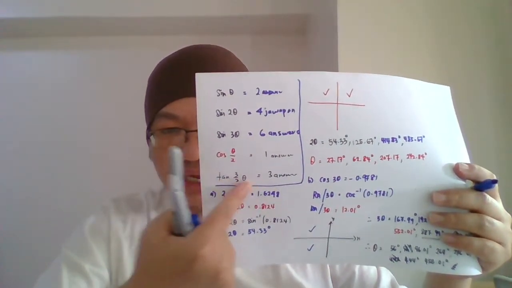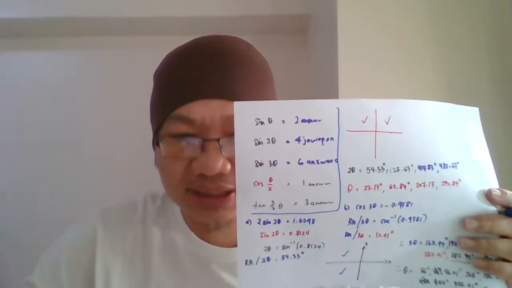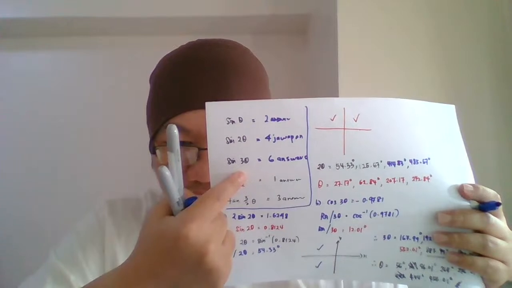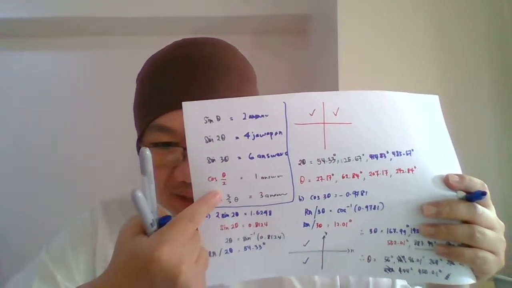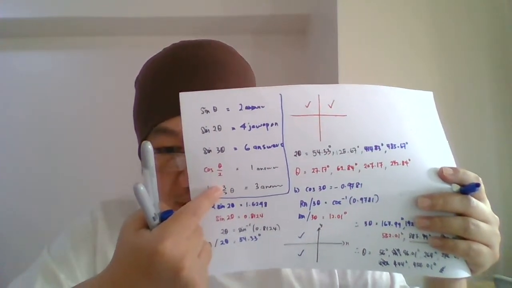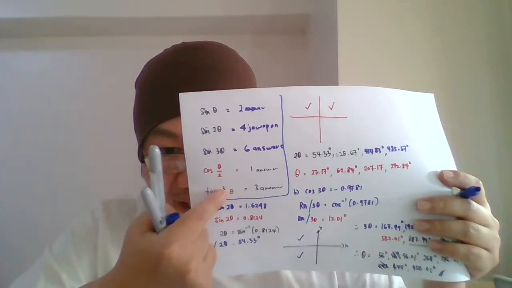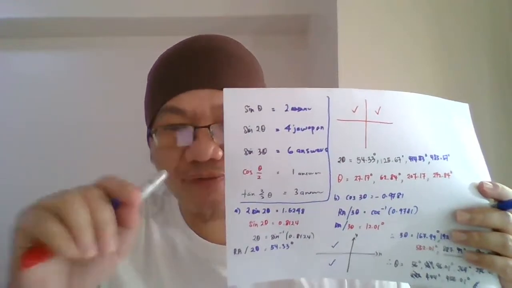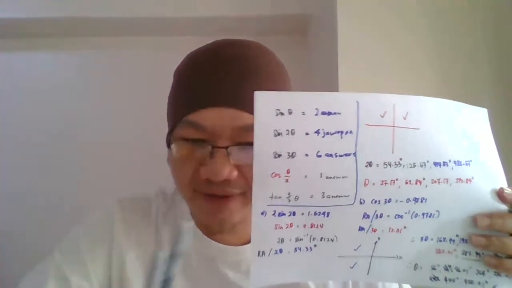Theta over 2, one answer. 3 over 2 theta, 3 answers. 5 over 2 theta, 5 answers. Senang je. 1 theta, 1 answer. This is 3 theta, so 3 over 2 theta, maksudnya you look at the 3 here, that means 3 answers. Kalau 5 over 2 theta, 5 answers. 7 over 2 theta, 7 answers. Macam tu lah maksud dia.